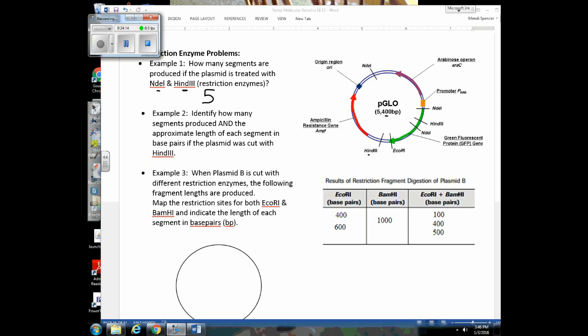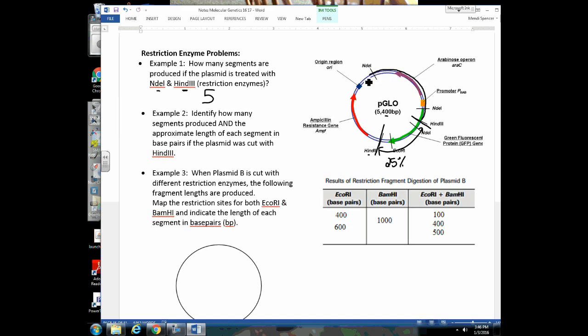So example 2 says, identify how many segments are produced and the approximate length of each segment in base pairs if the plasmid was cut with HindIII. So we're going to treat it, and the restriction sites are here and here. Now if you think about it, from here to here would be about 25% of the plasmid. And this segment ends up making up about 75% of the plasmid. So the answer to the first part of the question is we would end up with 2 segments of DNA.